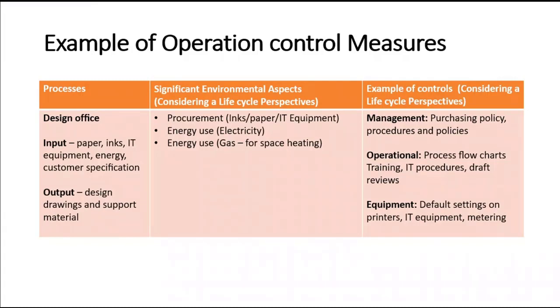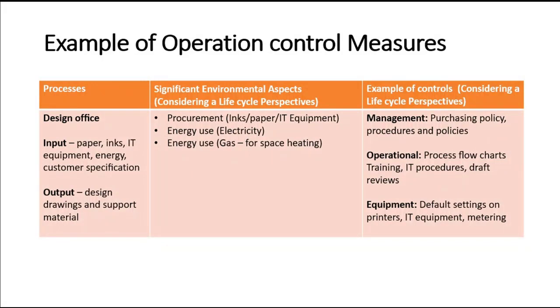So what are the significant aspects? By considering the life cycle perspective from the beginning, procurement, meaning you want to purchase. Do you purchase normal ink or environmentally friendly ink? Do you purchase paper or recycled paper? Or the IT equipment: do you purchase equipment with a 5-star energy consumption label or a 3-star energy consumption label? Then you use the energy, for example.